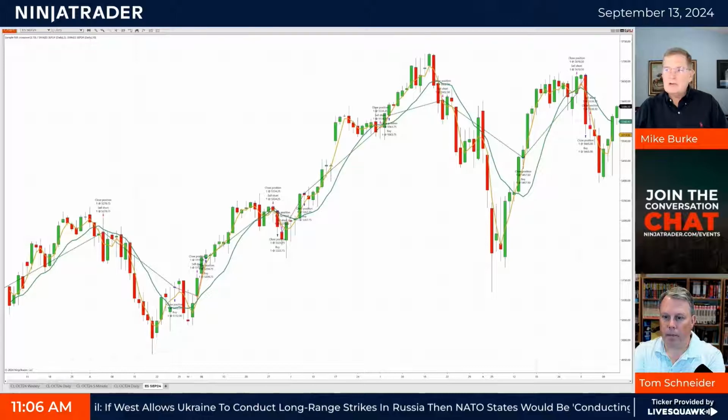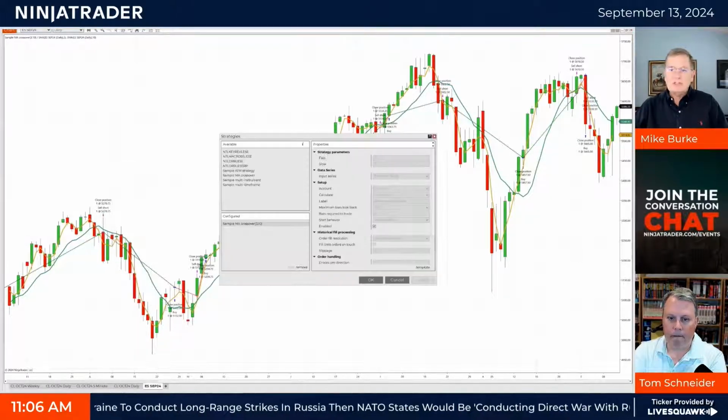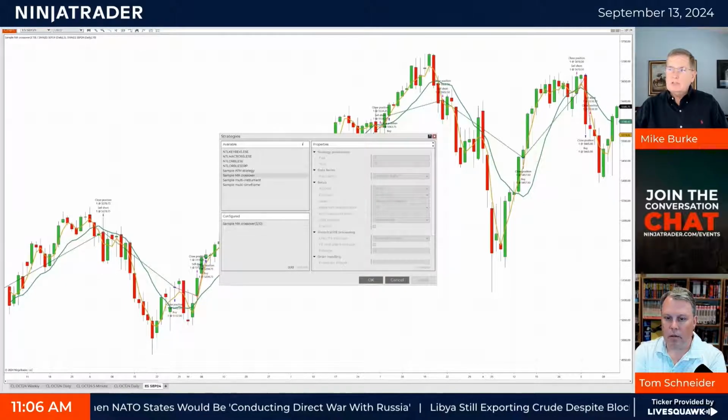So just to level set here, I'm going to right-click on the strategy on the chart and show you how you add a strategy into the chart. On the strategies dialog, there are some sample strategies here. I'm working on some of my own strategies as well. But you select the strategy that you want to add to the chart, click Add, and bring it into the chart here.